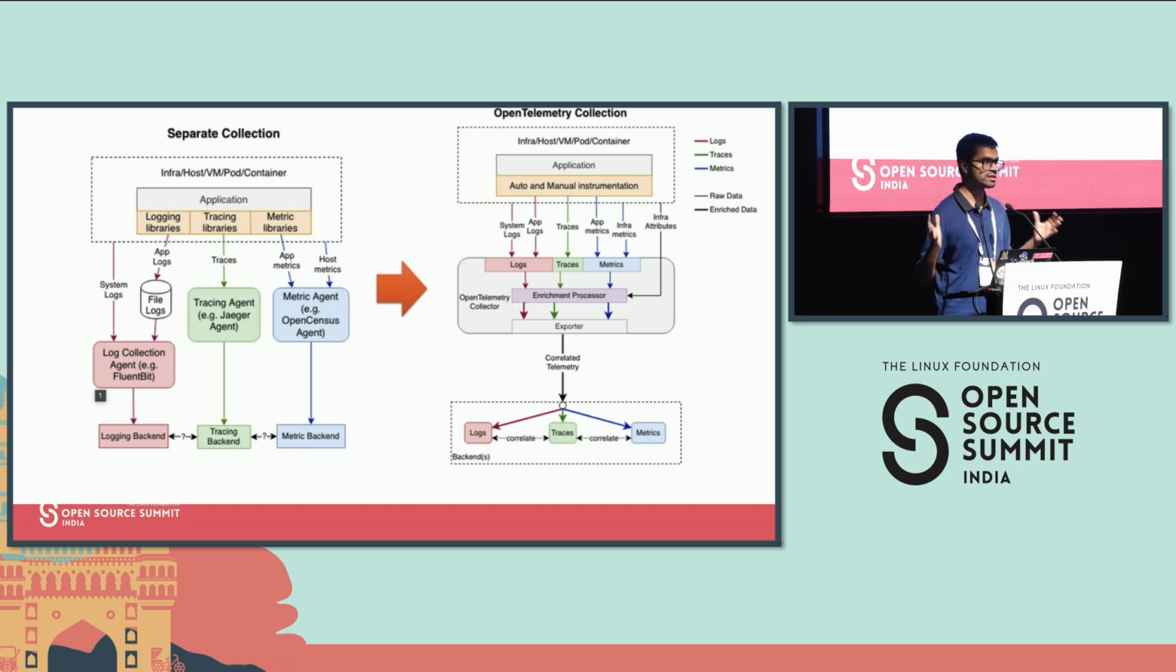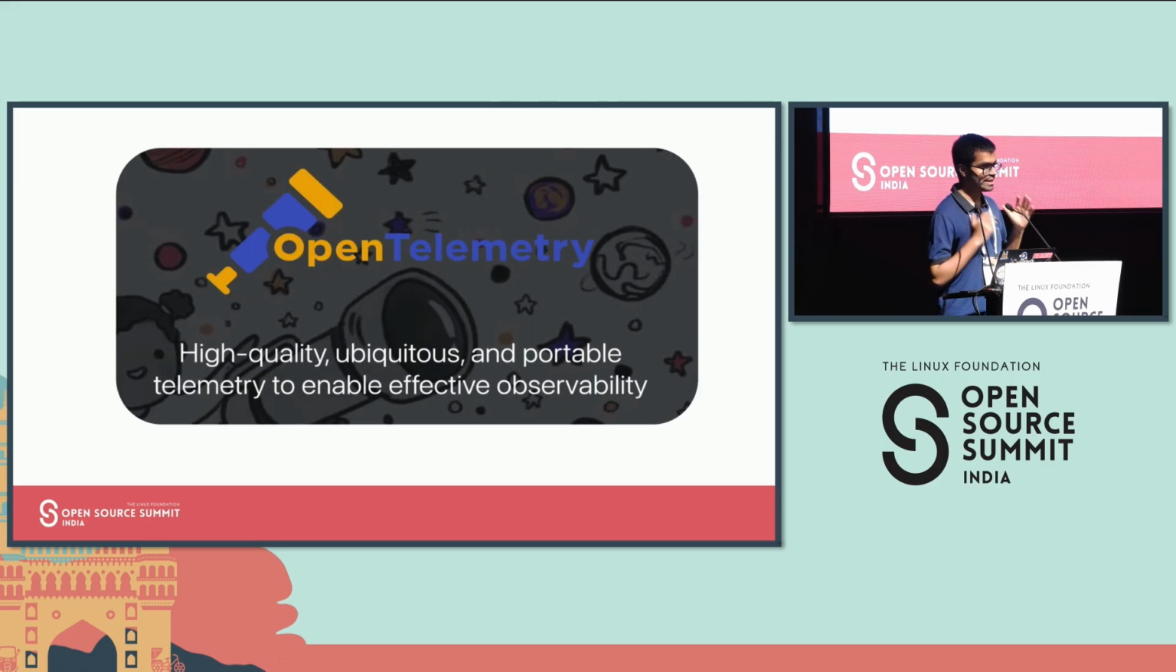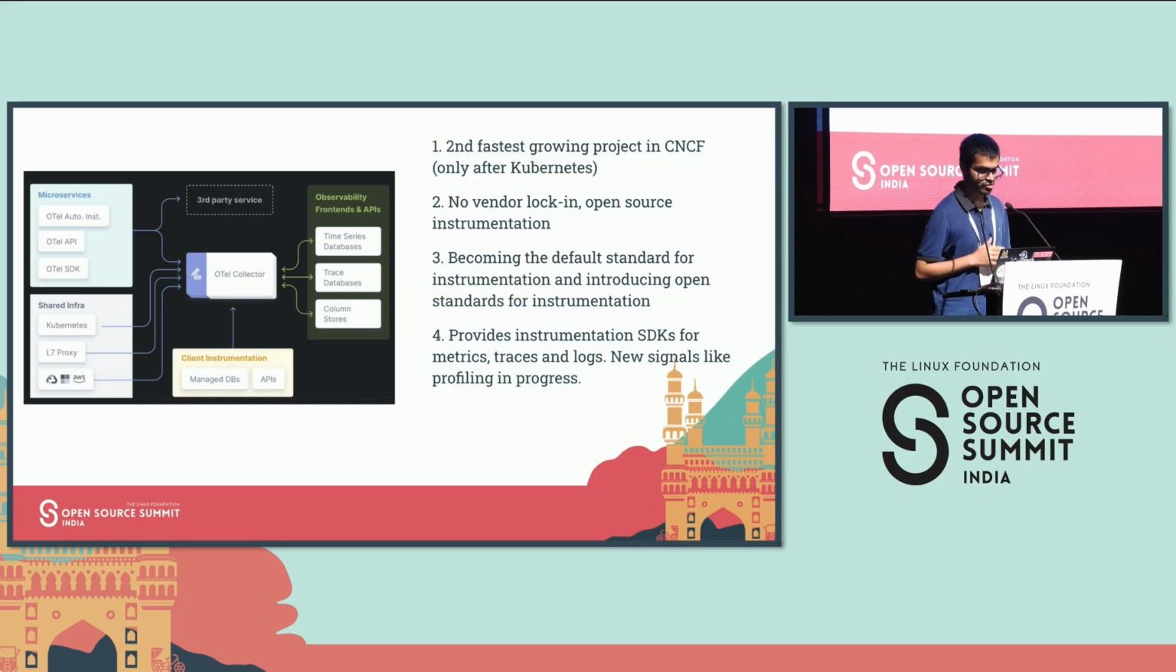With just a single unified approach, you can collect all of your data, whether it's metrics or logs, without having to manage different types of backends, because that, of course, led to a lot of complexity. It provides a really high quality and ubiquitous telemetry approach to get much more approachable observability. As mentioned, it's the second fastest growing CNCF project after Kubernetes, and there is no vendor lock-in, so it's completely open source. It has become the default standard for logging, metrics, and instrumentation.